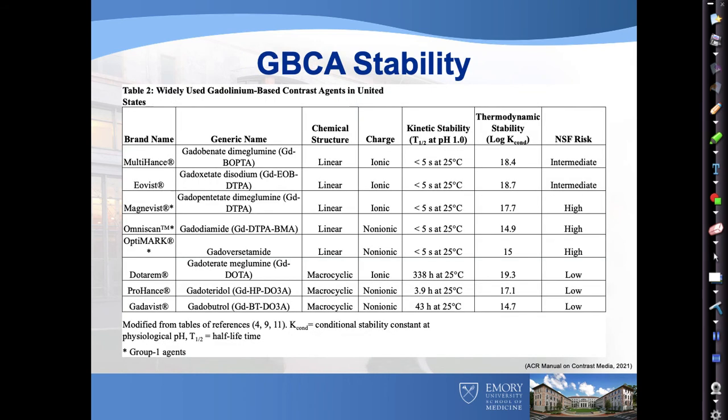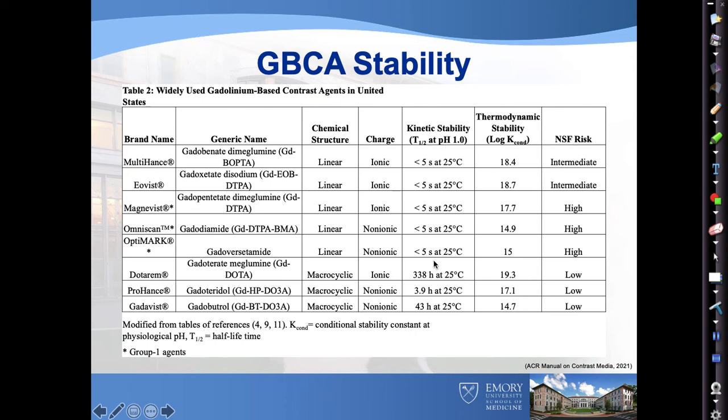Here's a chart summarizing the properties of the different gadolinium-based contrast agents on the market today. As you can see here, we have the brand name, the generic name, the chemical structure, the charge, their kinetic and thermodynamic stability, and their NSF risk.